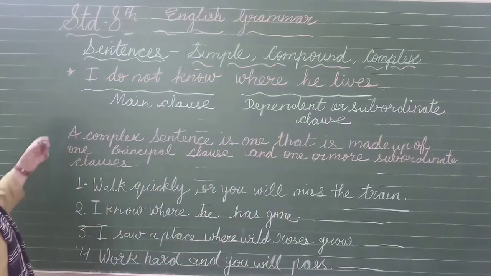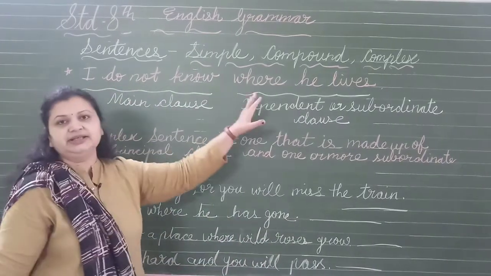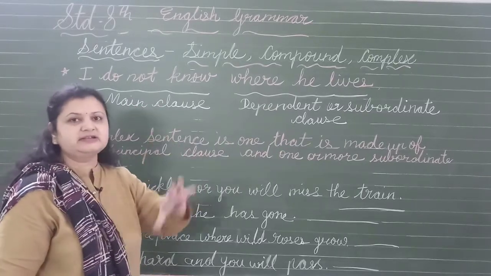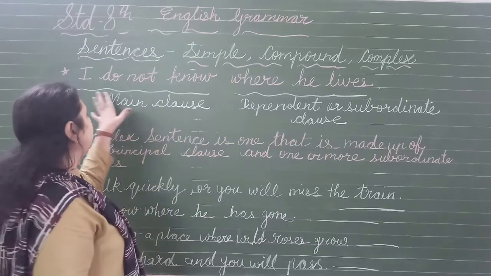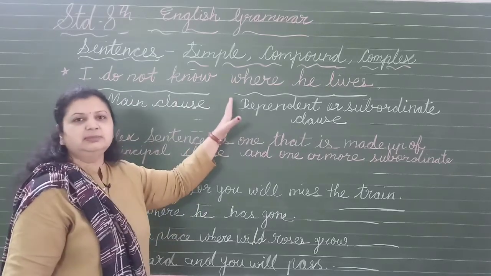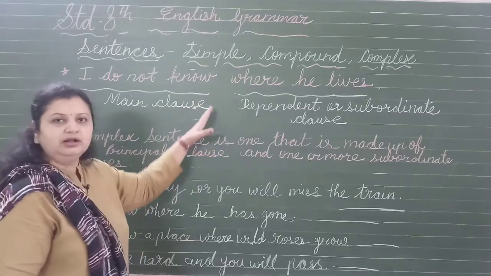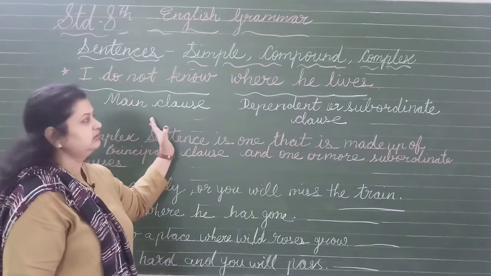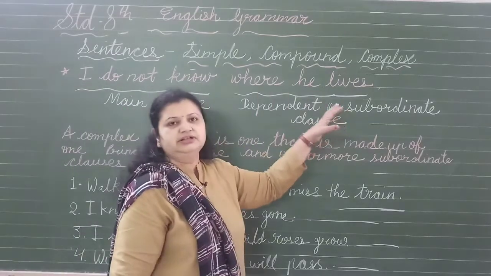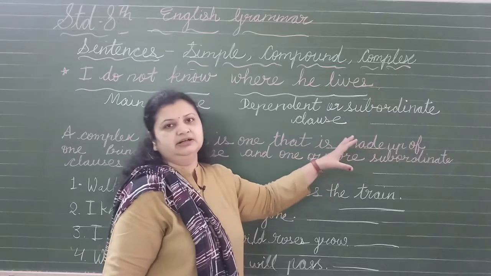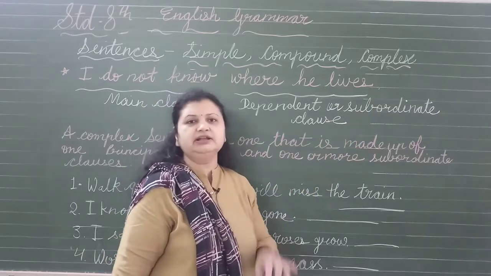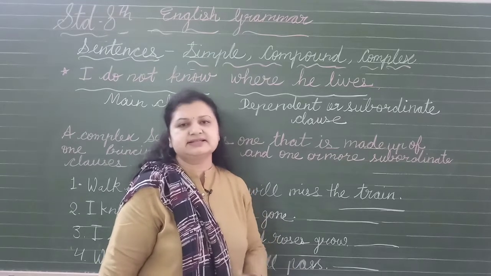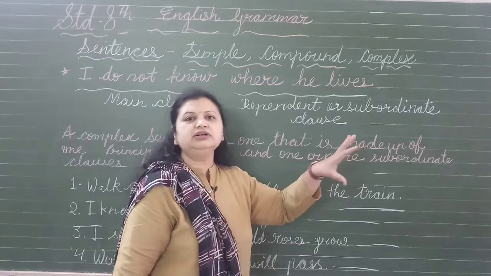Now see, I do not know where he lives. Here in this sentence, the clause I explained to you, and you know that I do not know makes a complete sense and can stand alone. So it is a main clause. This is called the main clause. Where he lives also has a subject and predicate, but if I say only where he lives, it is a complete sentence but not making a complete sense. It has a sense but not a complete sense.